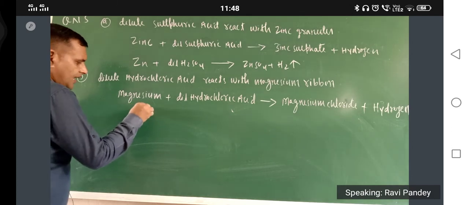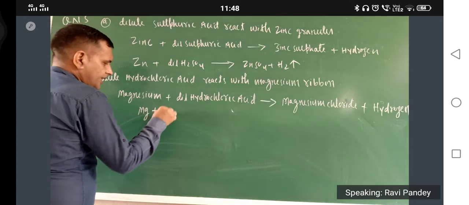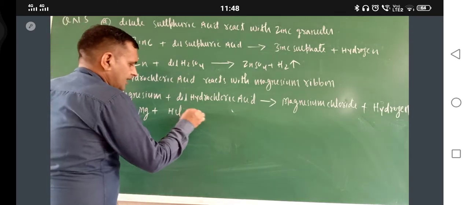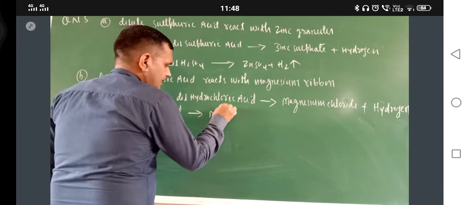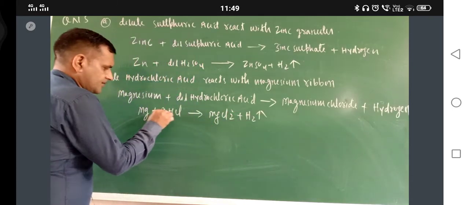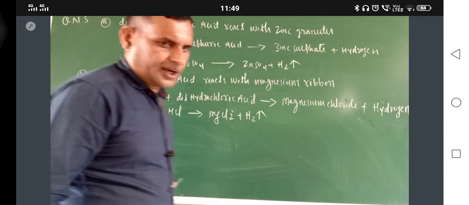Here write the symbol Mg. Here what is there? HCl. What is this one? HCl. Now here what is there? MgCl2 plus H2. Now balance this: 2HCl.